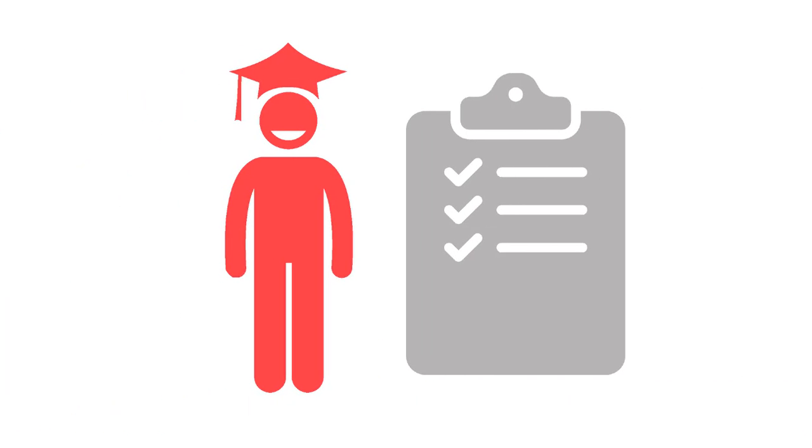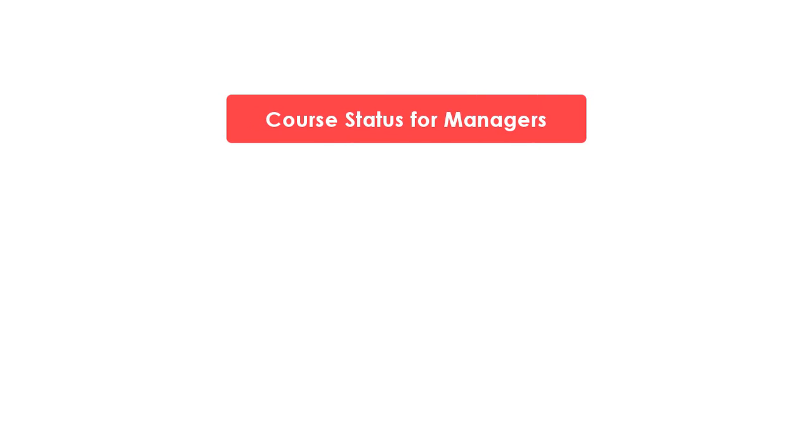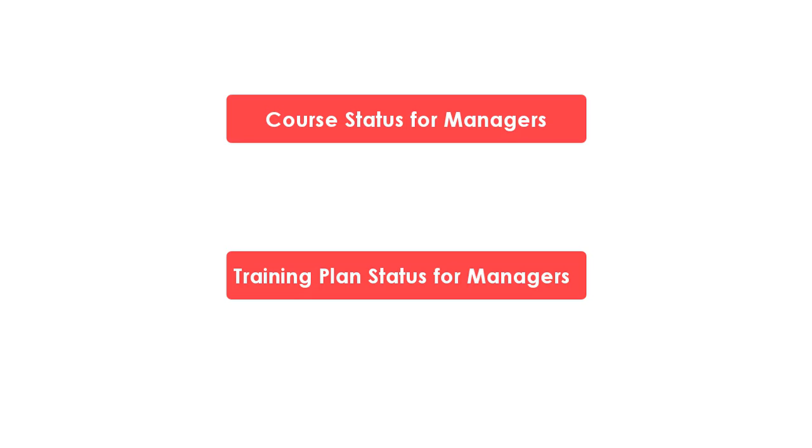It's useful to review the learning progress of your team members on a regular basis to make sure they're keeping up on the information you want them to know. There are two easy ways to do this. Let's take a look. The best way to check your team members' learning activity is with the Course Status for Managers report and the Training Plan Status for Managers report.